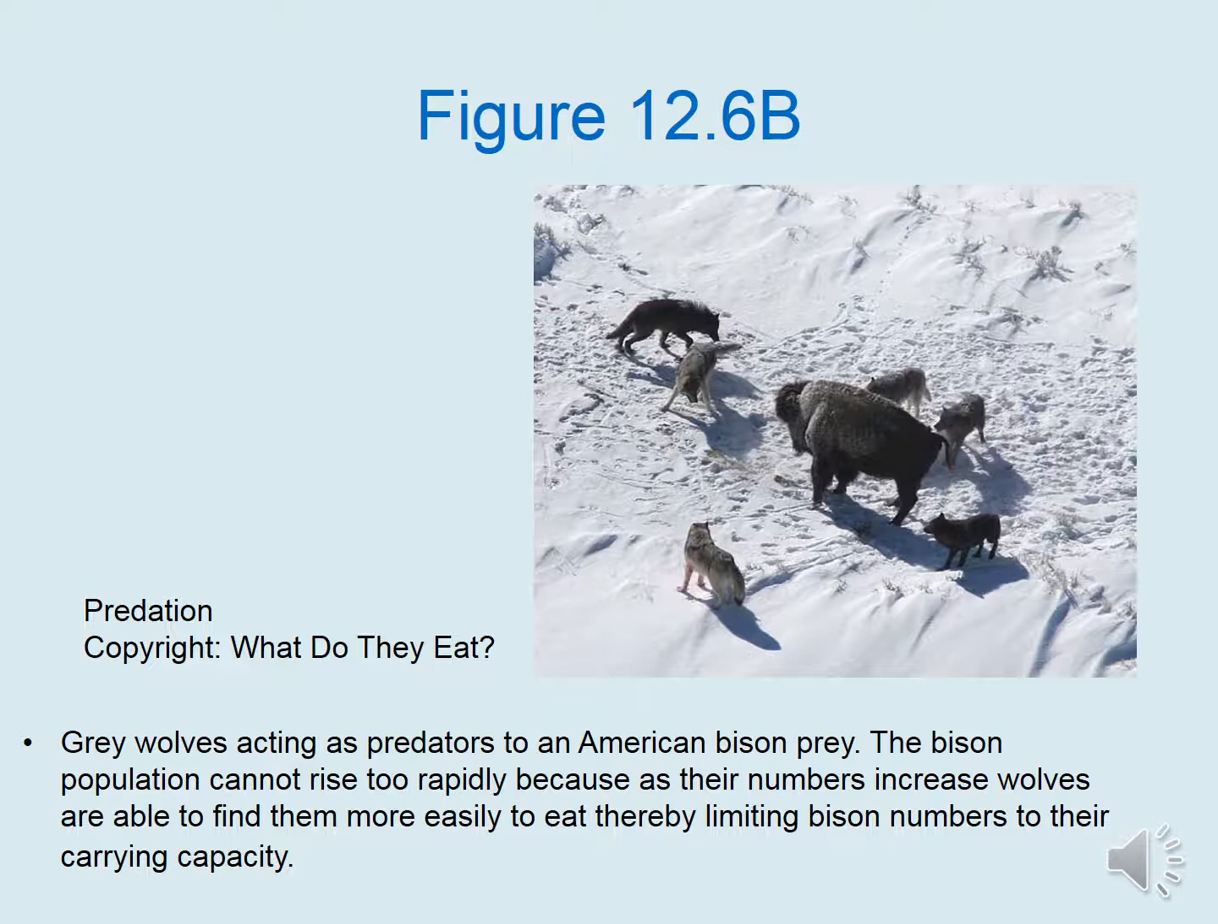In this density-dependent factor example of predation, gray wolves are acting as predators to an American bison prey. Therefore, the bison population cannot rise too rapidly because as their numbers increase, the wolves are able to find them more easily to eat, thereby limiting bison numbers to their carrying capacity.